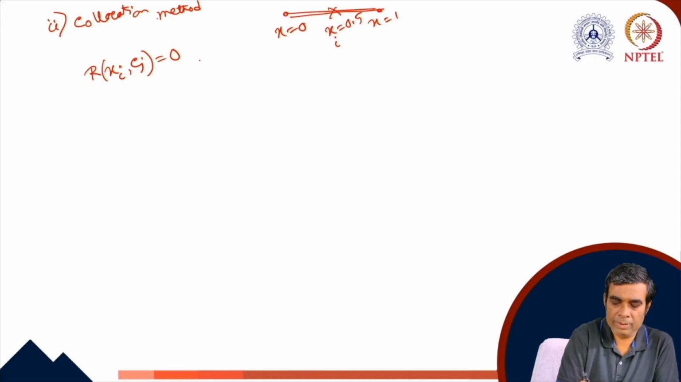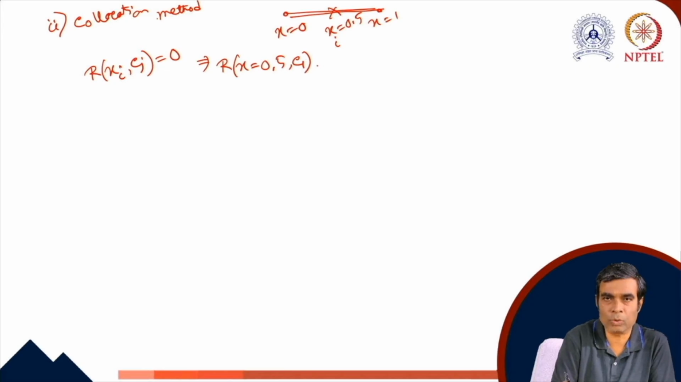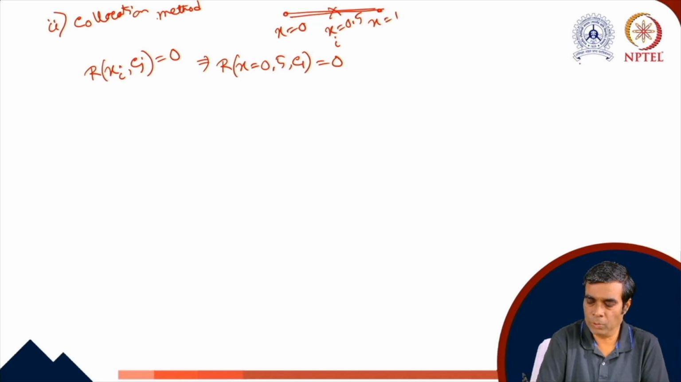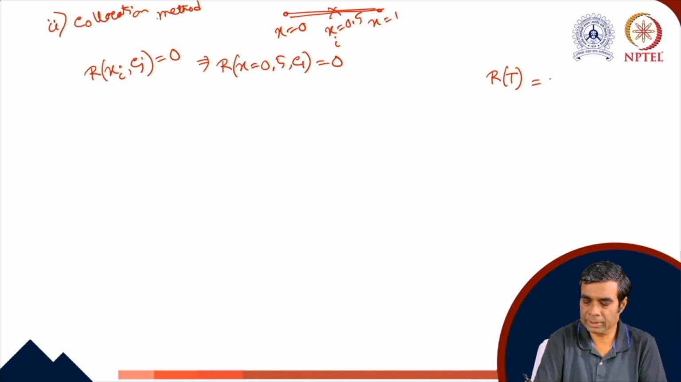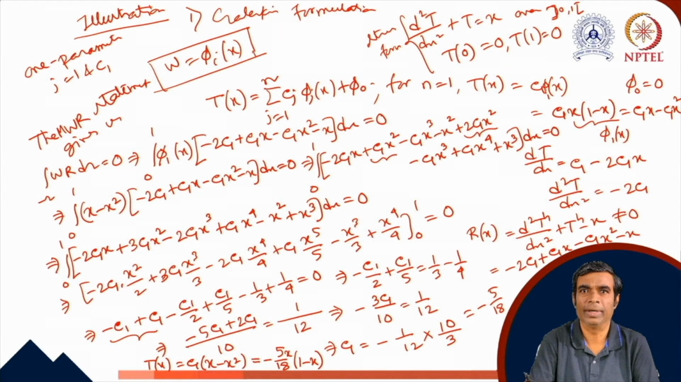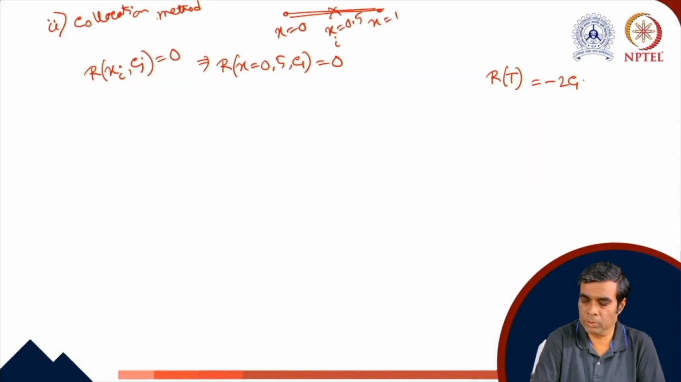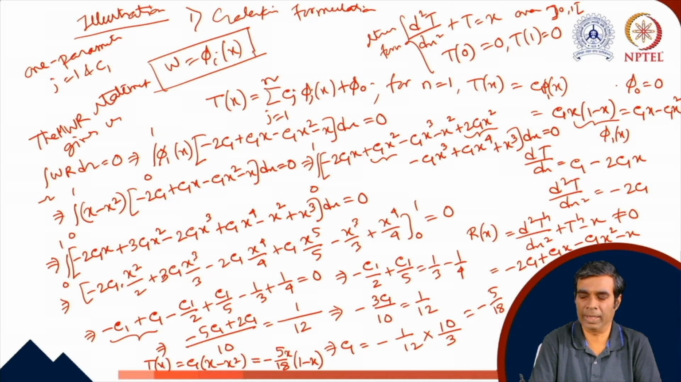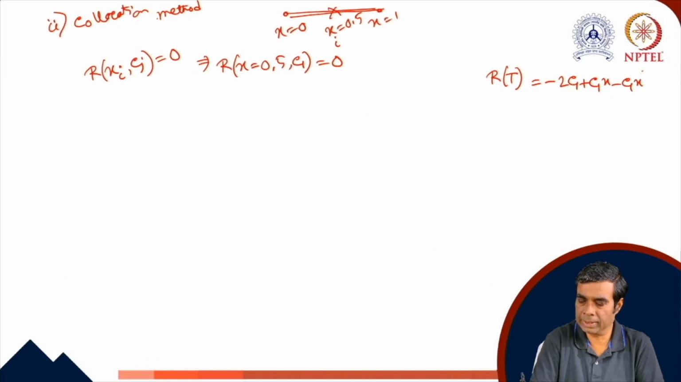So the residual at x equals 0.5, with c1 being the only coefficient, for one term, equals 0. We have already shown the residual of the governing equation: the residual was minus 2c1 plus c1x minus c1x square minus x.